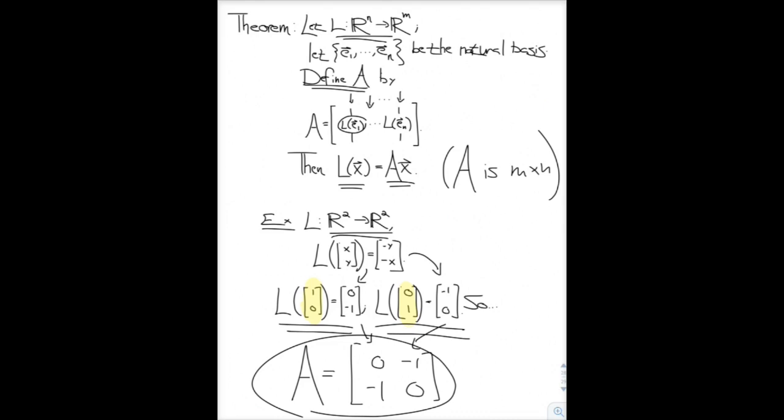You can verify for yourself that L and A have the same effect. Let's go ahead and test it out on one vector. For example, let's take L of (-2, 5). What does L do to this vector? Well, remember, L sends (x, y) to (-y, -x). So it switches the components and flips their signs. So this should be (-5, 2).